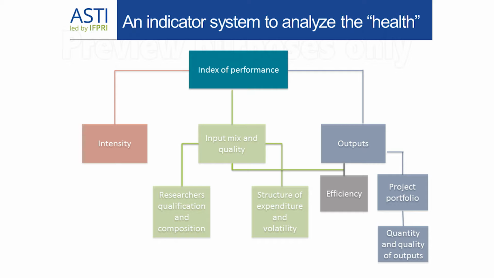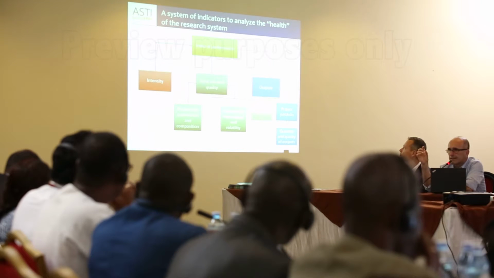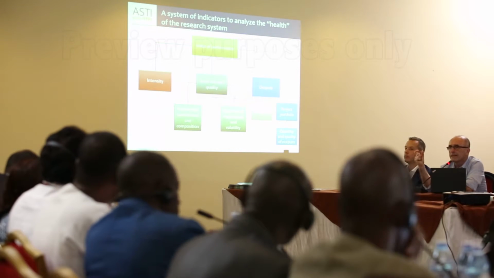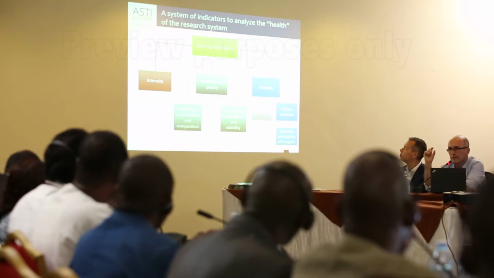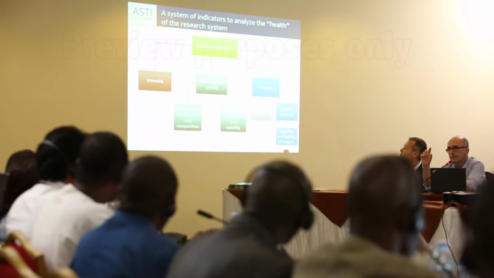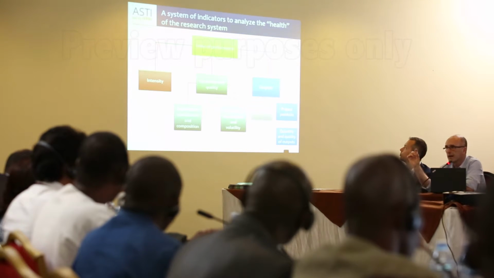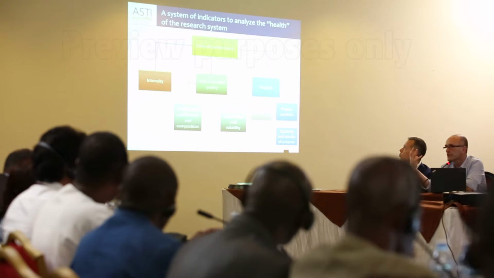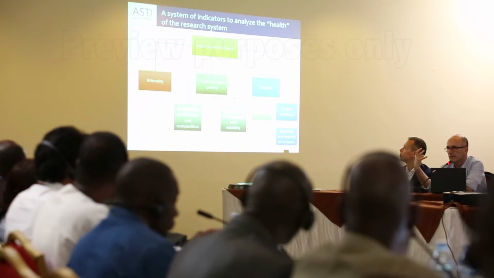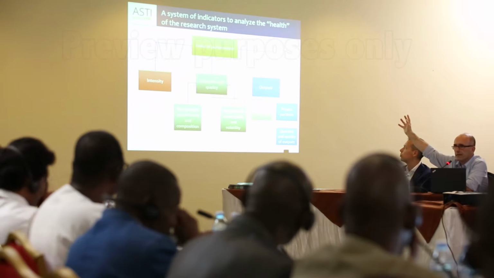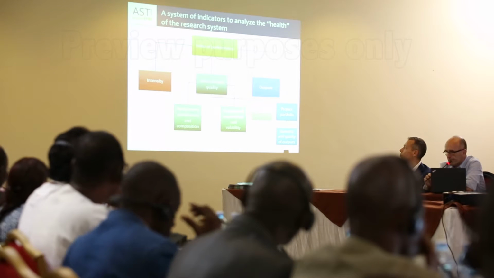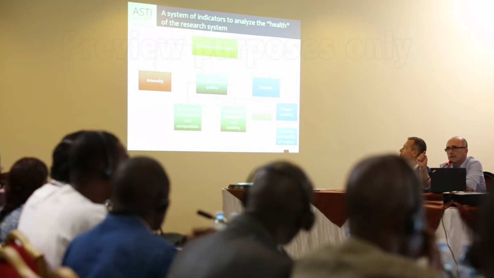What I would like to have using ASTI data and indicators is, let's say, a comprehensive global index that measures the health of the system. So let's say we have one number that can be compared across countries telling you, okay, this country is doing better than this other country in terms of research, agricultural research.